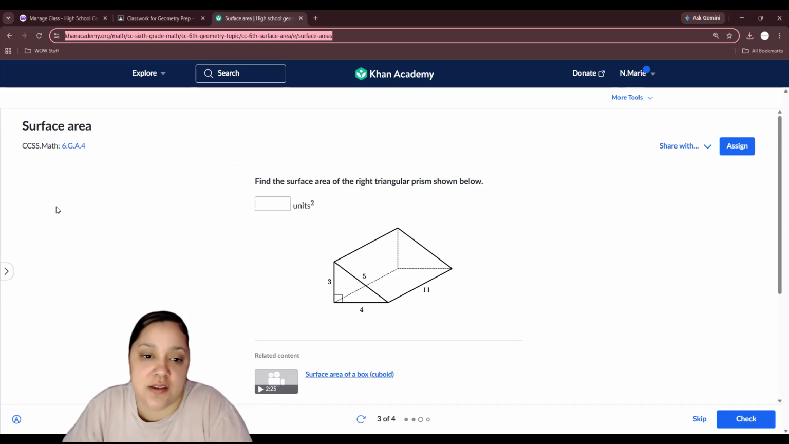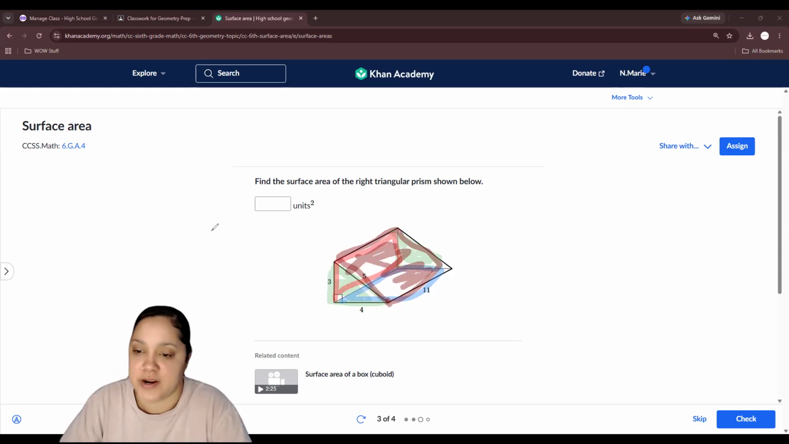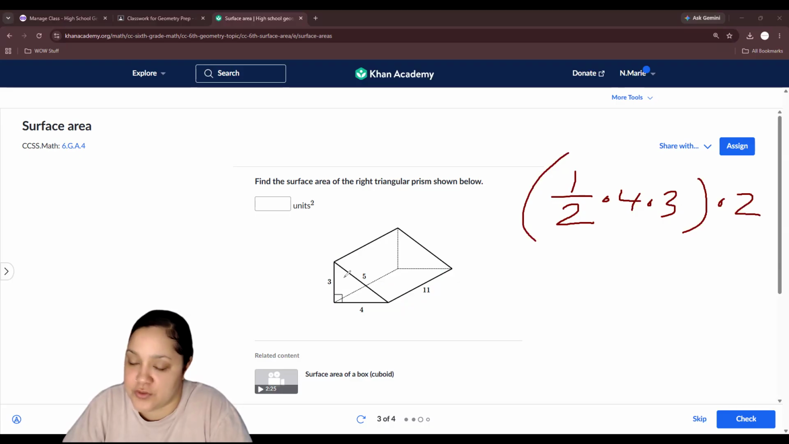So you can see here, I would need to find the area of this triangle. Luckily, they're the same. But then I also need to find the area of this rectangle back here, this rectangle down here, and then this rectangle here. Sometimes it's kind of hard to train the eye with things, but you get used to it the more you practice. So for the triangles, it's 1/2 times the base times the height. And there are 2 of those.